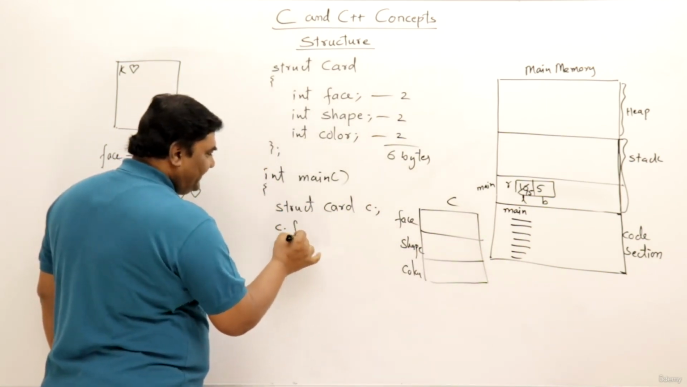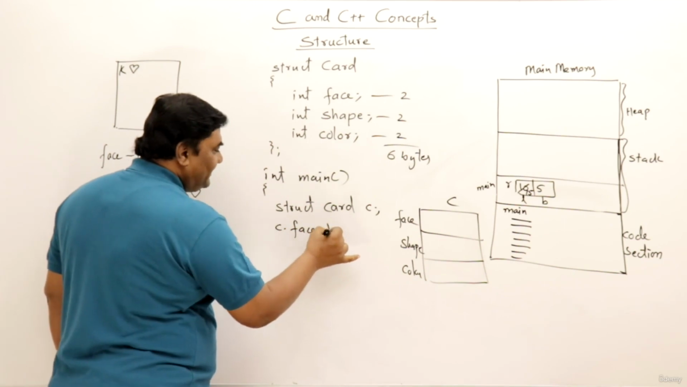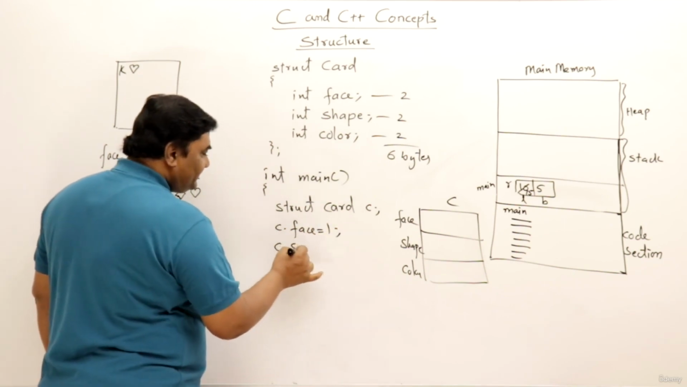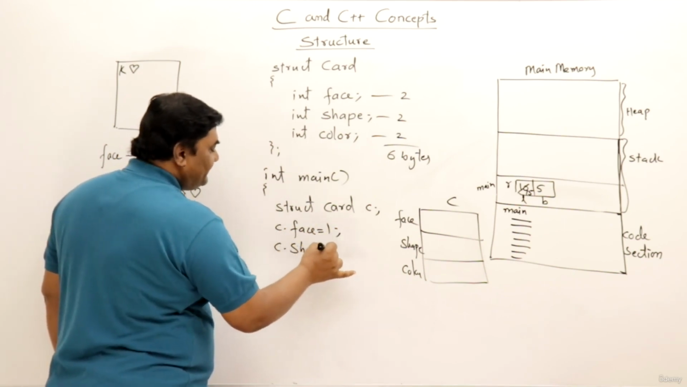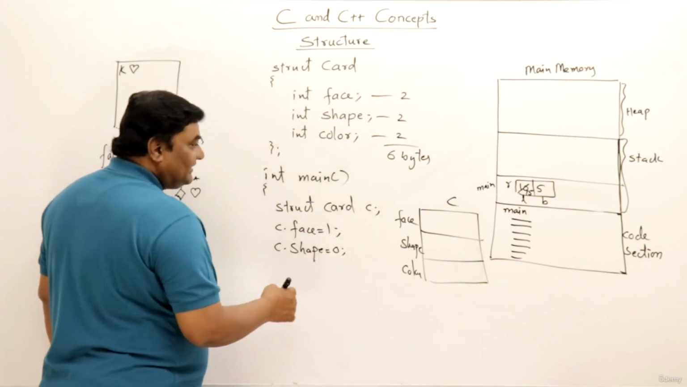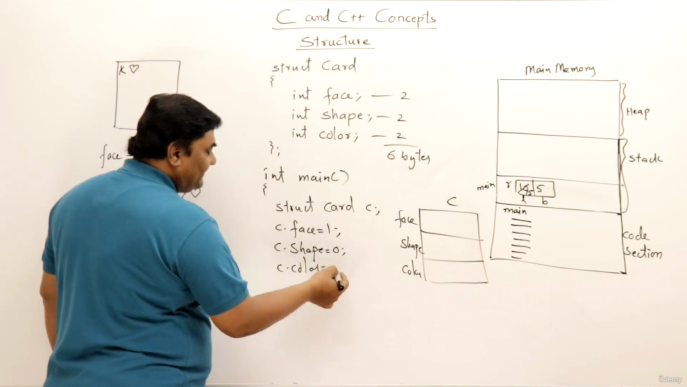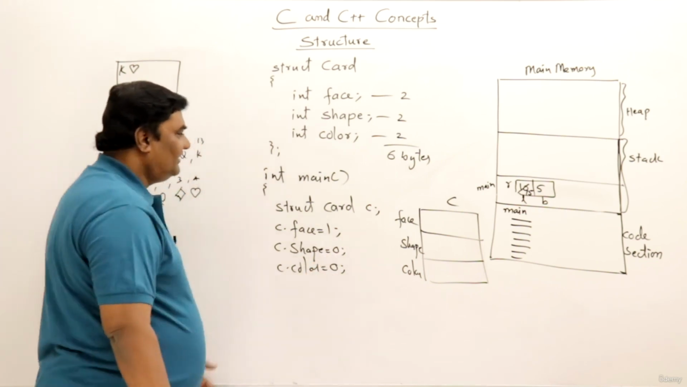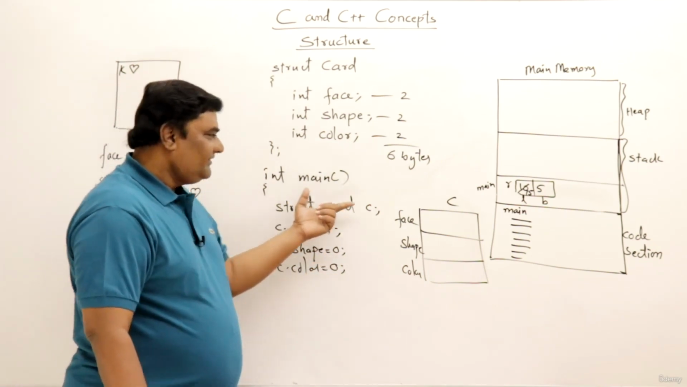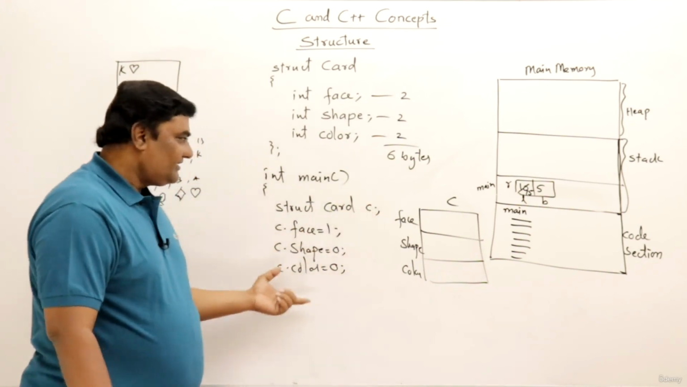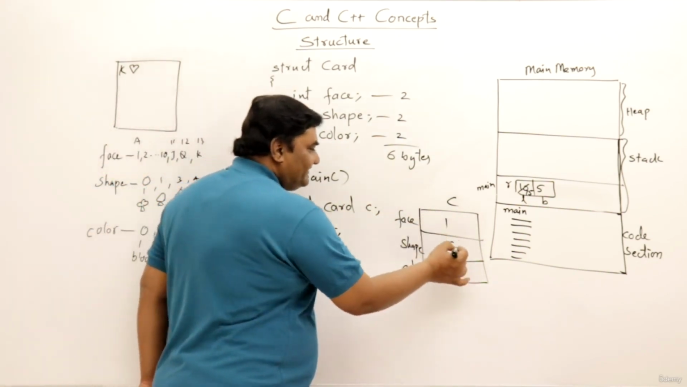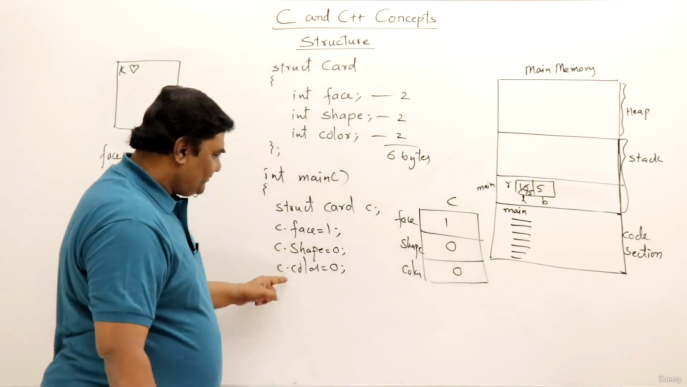I can say C dot face assign ace. So for that I will write 1. C dot shape, the shape is suppose 0. So this is for club or clover. Now C dot color, this is black color definitely, so this is 0. So this is how I can create a variable of type structure, and I can initialize its member. So this will be 1, 0, 0. So you can see that I am using dot operator.